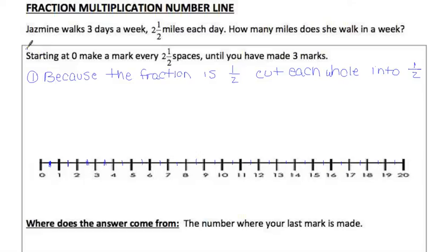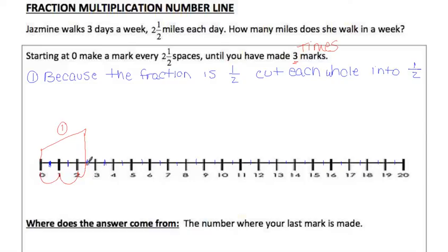Now we can go back to this: starting at 0, make a mark every 2.5 spaces. So let me pick a different color here. And we're going to go 2 and 1/2, 3 times. So we're going to start at 0. I'm going to do little loops. 1, 2, and 1/2. So this is 1. That's one jump. I need to make 3 jumps. So let's do it again.